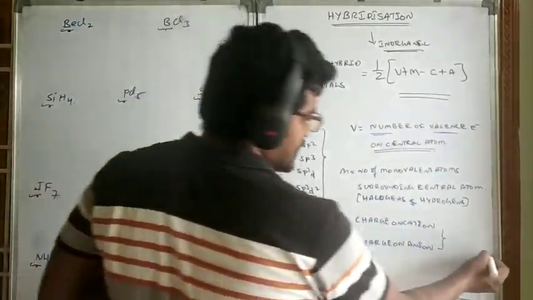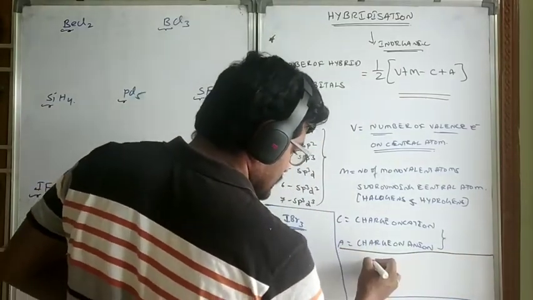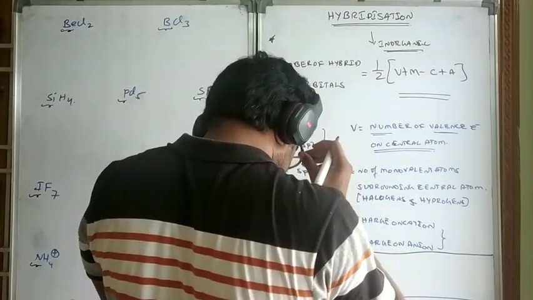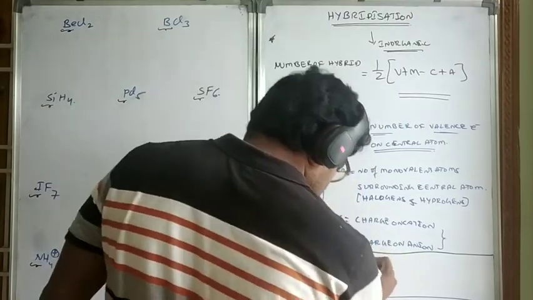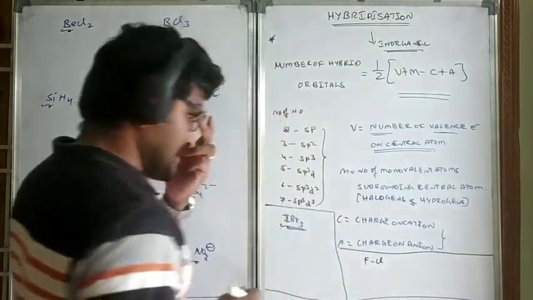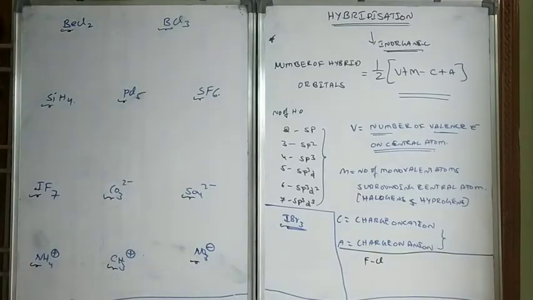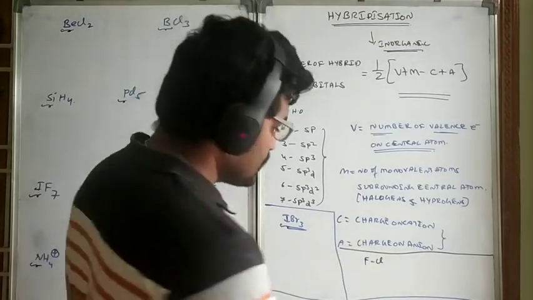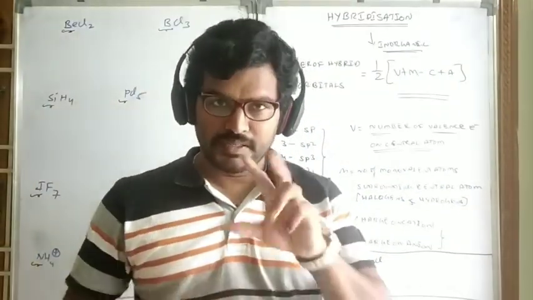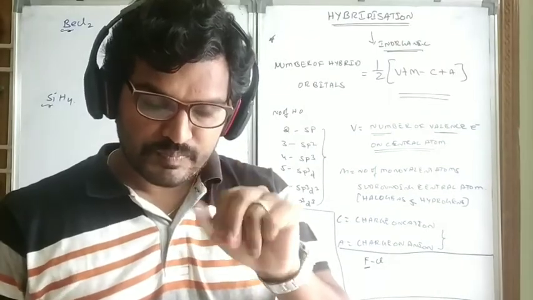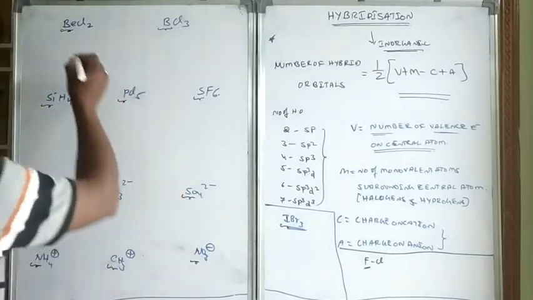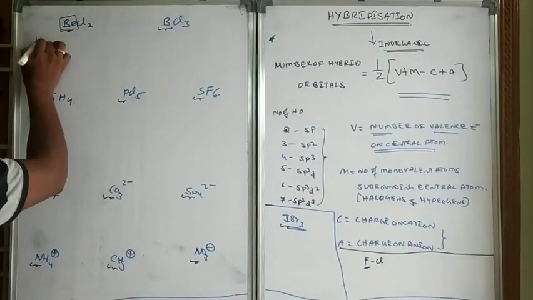So for example, if you take this compound, let us say FCl is there. Clear? What is the central atom? Fluorine. When there is a single diatomic molecule, in the diatomic molecule the central atom will be the one with more electronegativity.